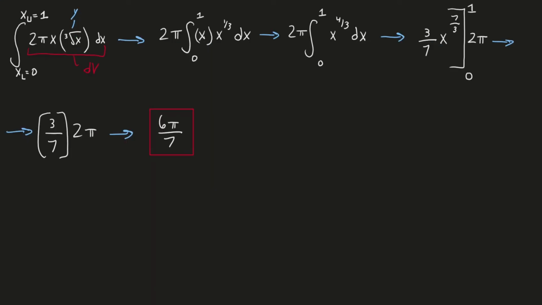And if we do that math, we'll get 6 pi over 7 for the volume of that shape. Kind of looked like a contemporary bowl that you'd find at IKEA. Alright, next one.